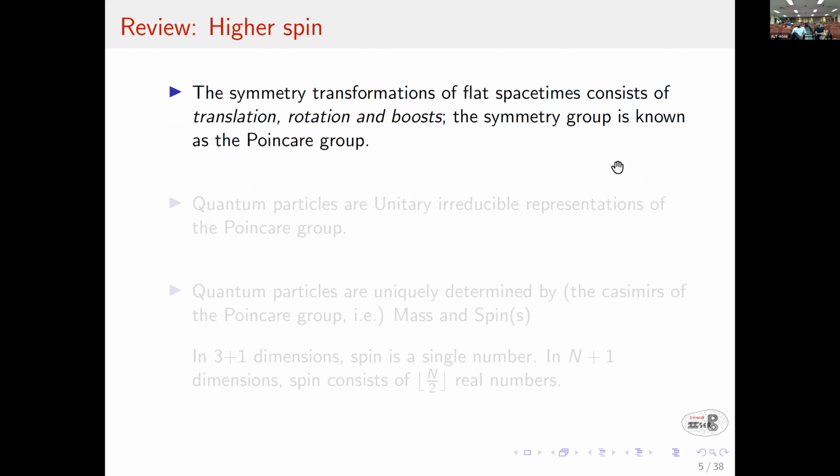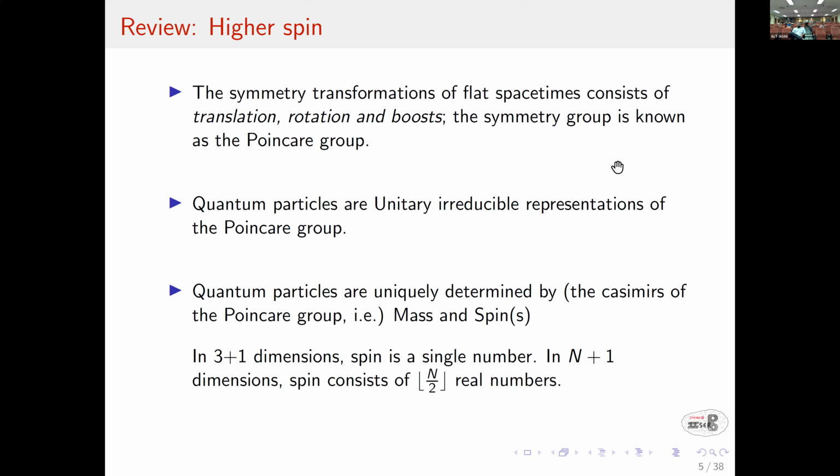But the important thing is, what do we mean by higher spin? Just a quick recap. We are in flat space. The symmetry transformations of flat space consist of translation, rotation, and boost. This is known as the Poincare group. And a quantum particle is, by definition, a unitary irreducible representation of the Poincare group.